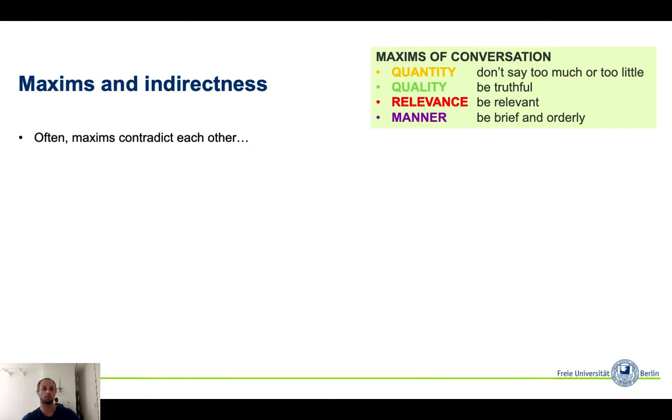Okay, and now what happens if we combine the maxims that we've talked about and what we've learned about directness or indirectness of speech acts? If we do that, we'll see that maxims actually contradict each other, and we cannot observe them all in all situations. Right?